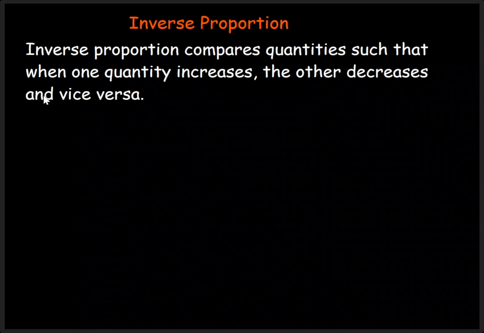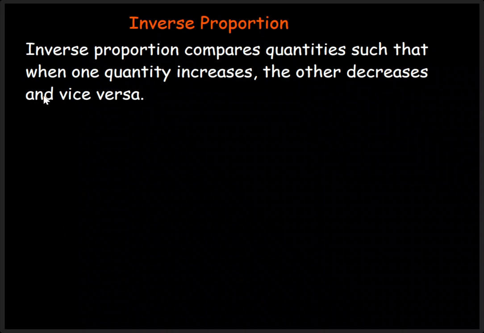Inverse proportion compares quantities such that when one quantity increases, the other decreases, and vice versa. So when one quantity increases, the other decreases, and when one decreases, the other increases. So that is what we mean by inverse proportion.